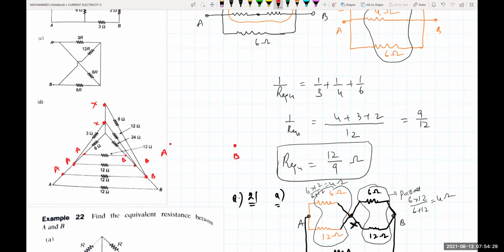So A and B మధ్యలో ఎన్ని రెసిస్టెన్స్ ఉన్నాయి నాన్న? 1 2 3 4 5. అంతేనా? చూడండి, this is also 12 ohms. This one A and B మధ్యలో how many ఉన్నాయి? 1 2 3 4 ఉన్నాయి. అంటే ఎంత? 12 divided by 4 ఎంత? 3 ohms. By 4. అంటే this is 3 ohms. Can I write this one directly? Can I write like that?